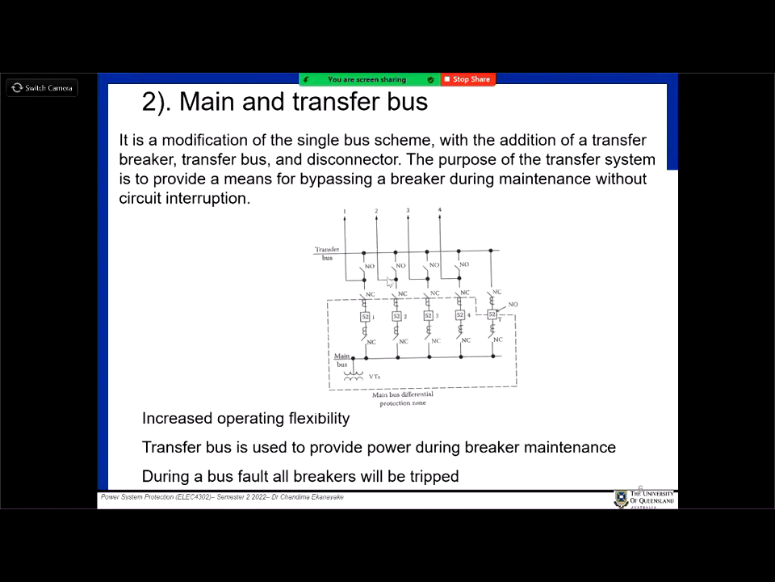But the problem with this transfer bus, you can see that there is no circuit breaker associated with that, right? If something goes wrong here, since it is not a main bus, you can provide power through them only for a certain small time duration. Okay, so it is not a permanent solution. Still, all breakers will be tripped during a fault.